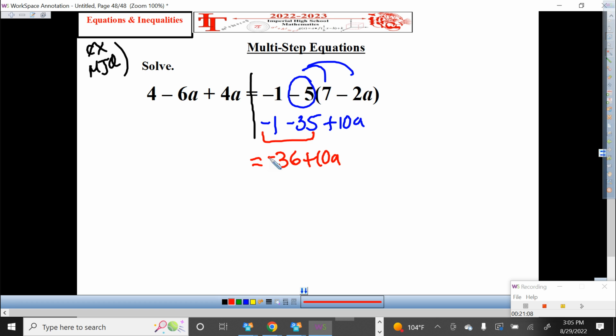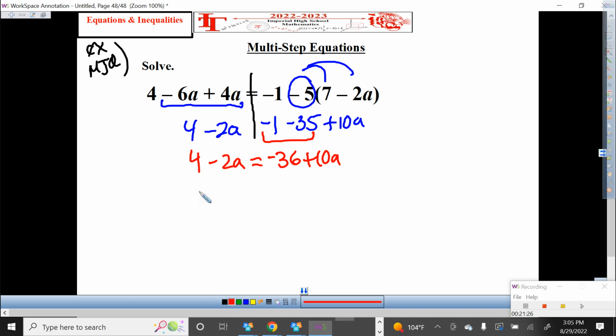Carlos, what did you do on the left side? Added the A's, and what did you get for that? Negative 2A, and then you brought down the 4, so let me bring that over here. 4 minus 2A. Hands, if yours looks something like this, yes? All right. From there, let's see.